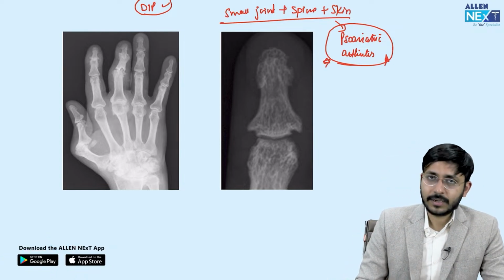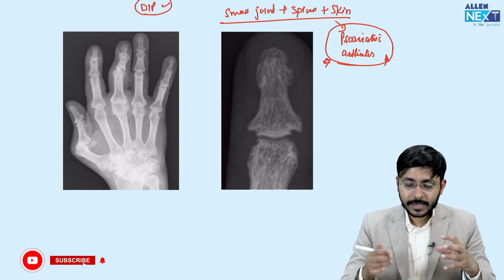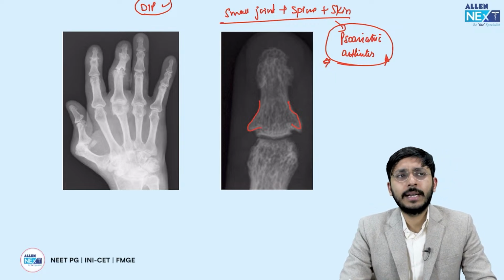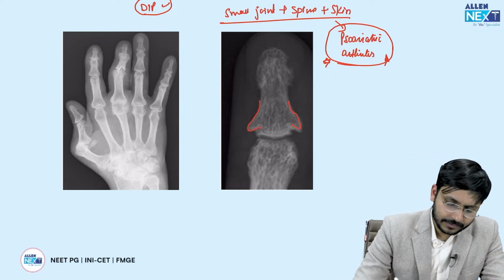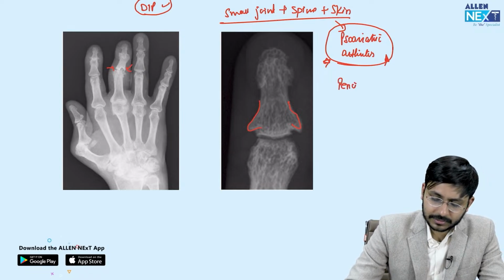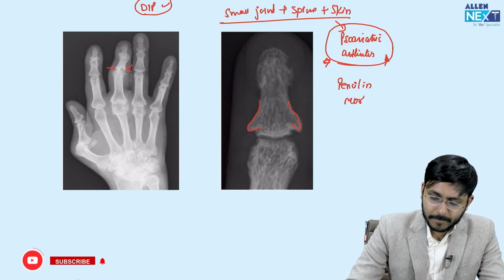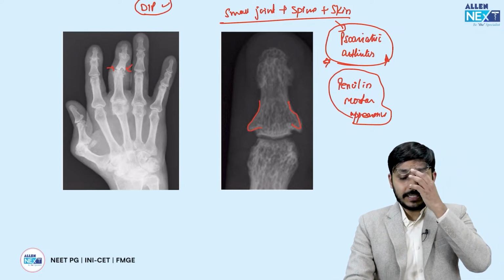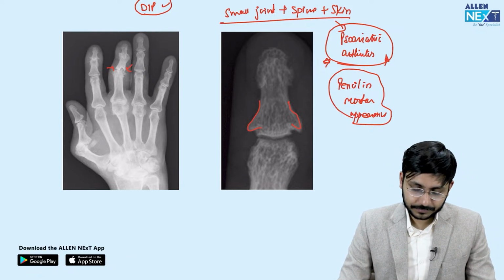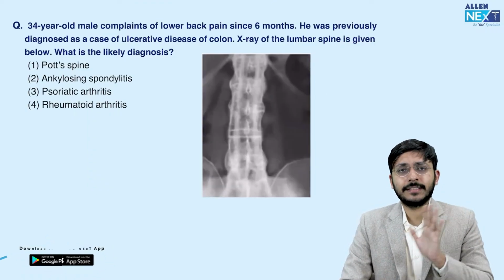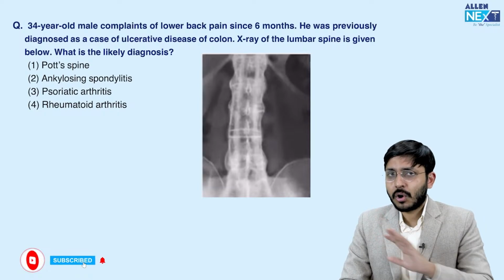Now in psoriatic arthritis, we see some exuberant periostitis, exuberant new bone formation, exuberant destruction, and that gives us a pencil in mortar appearance seen in psoriatic arthritis. Now coming to a very important question, a very important arthritis, famous for all examiners.